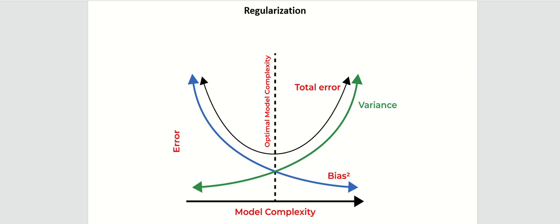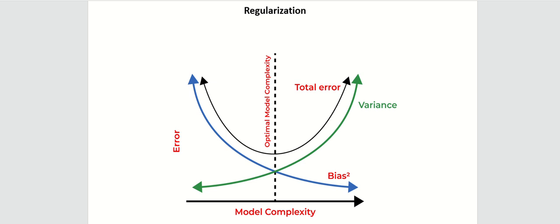Now we are diving into regularization and why it's essential for creating models that perform well not only on our training data but also on new unseen data. Let's take a look at the graph on the screen. It's a classic visualization of the bias-variance trade-off, showing how different errors contribute to the total error of machine learning models. On the x-axis, we have model complexity.